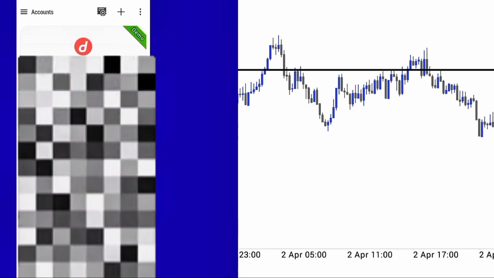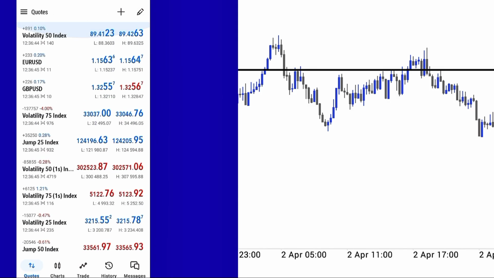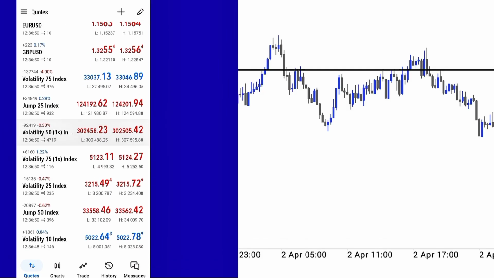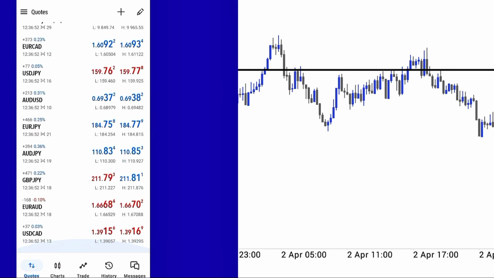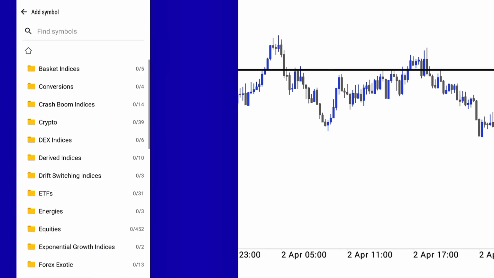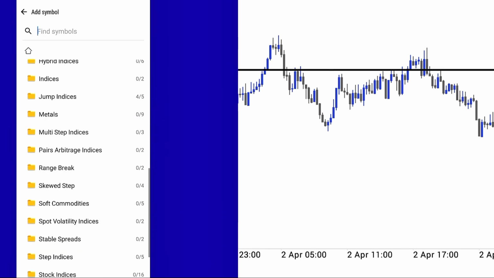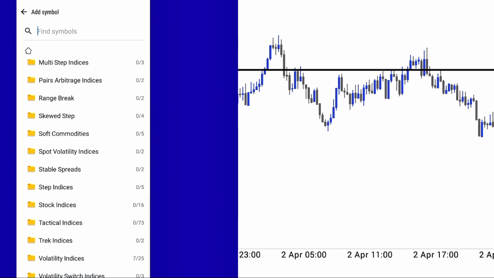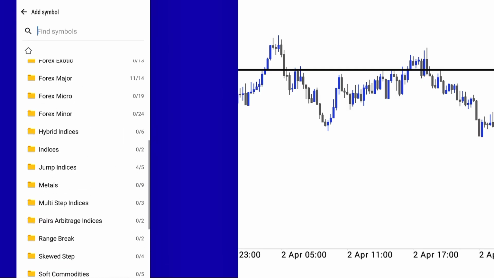When you have logged into your account, you are going to get your quotes. First of all, you just have some Deriv assets. In order to add the asset that you like, you go down to this plus button, and here you can see a lot of assets. There are lots of Deriv assets now.